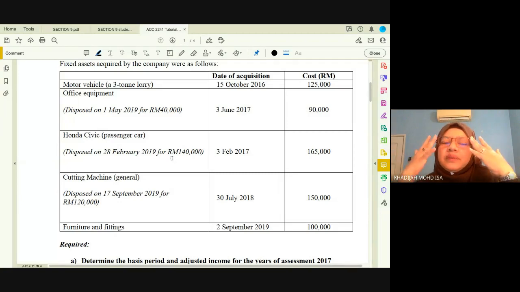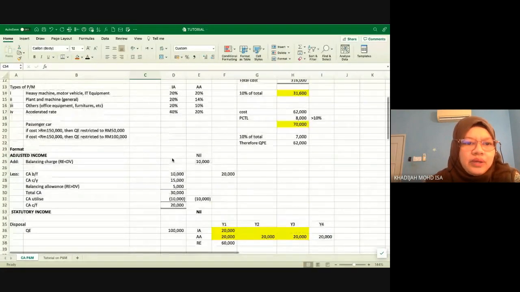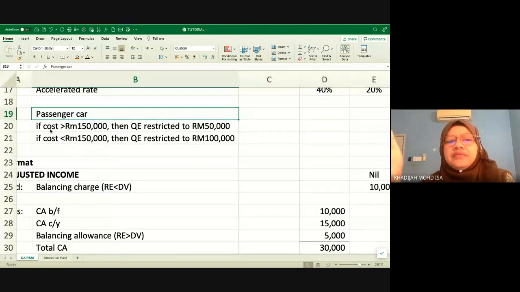The difference between these two is that for a motor vehicle for commercial purpose, there's no restriction on the qualifying expenditure. Whatever you incur, that is your QE. But for your passenger car, the qualifying expenditure is restricted depending on the cost of the motor vehicle. There are two categories. For a passenger car, if the cost of the motor vehicle is 150 or more, is it more or equal to 150, then the QE of the passenger car is restricted to 50,000.